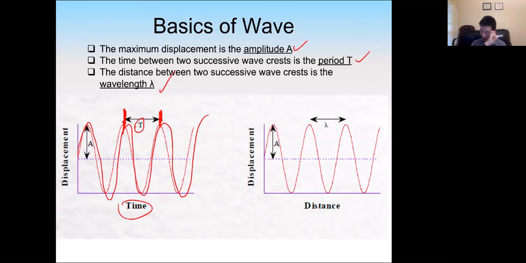And wavelength is defined as the distance between two successive wave crests. This is the curve for distance and displacement. Here is the amplitude, and the wavelength is the distance between two successive wave crests, and we call that lambda.